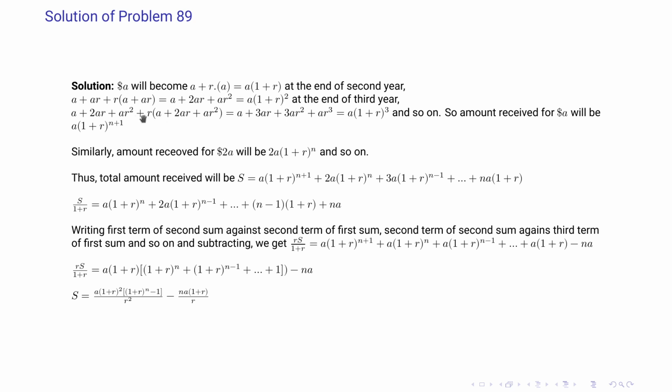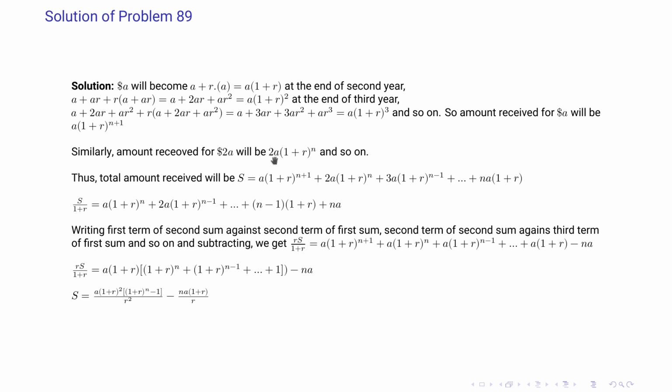Similarly, at the end of fourth year, according to calculation here, it would become a into (1 plus r) whole cube. So the amount received for $A after n plus 1th year would become a into (1 plus r) to the power n plus 1. This is in line with compound interest, which you have studied in earlier classes. Just that divided by 100 is not there because r is not in percentage. So according to compound interest formula, we could have straight away written that the final value of $A would be a into (1 plus r) to the power n plus 1.